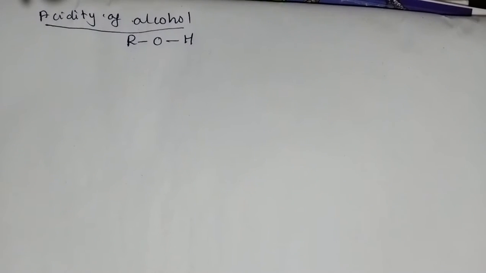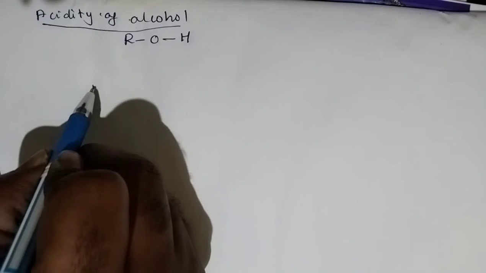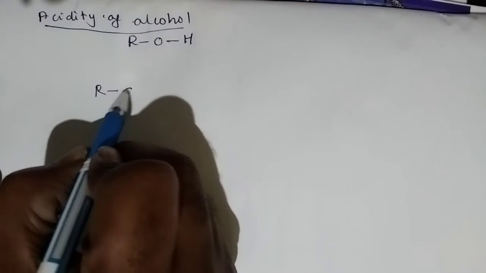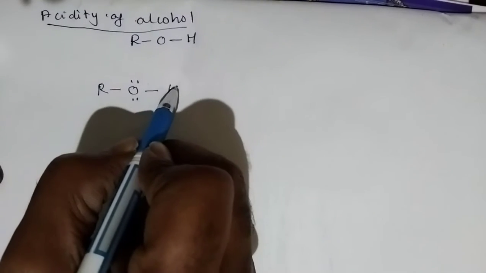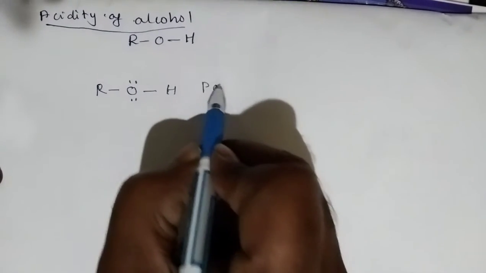In this video, we shall discuss the acidity of alcohol. Why does alcohol show acidic property, or act as a weak acid? How? Alcohol acts as an acid due to its polar bond.